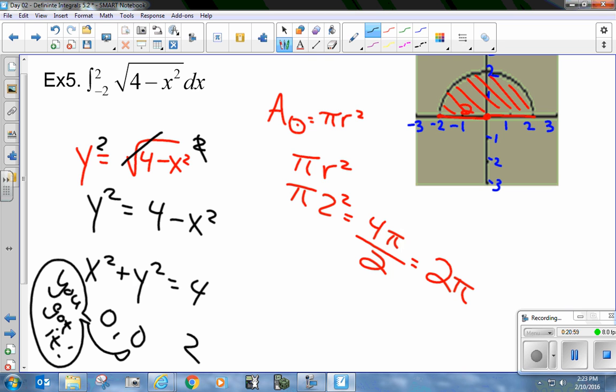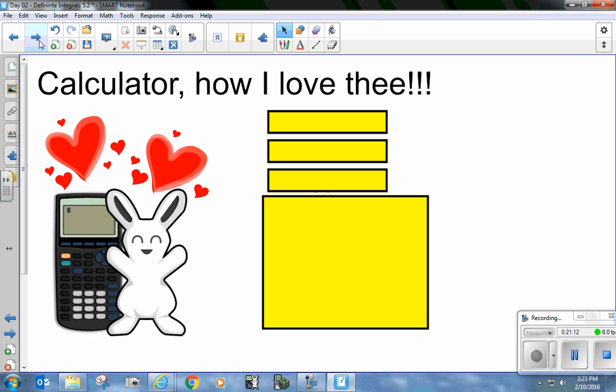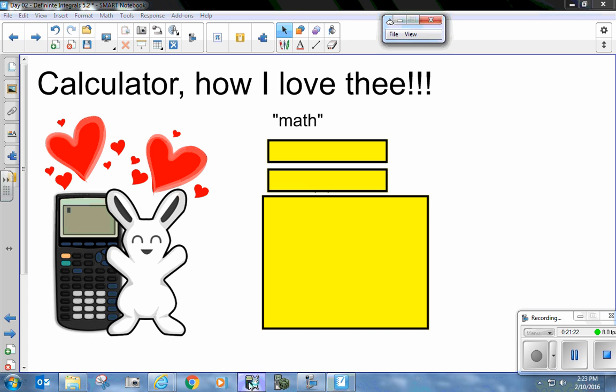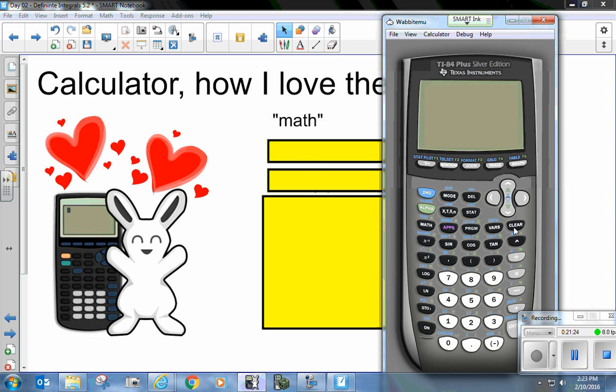There you go. Now let me show you guys something that's going to make your life easy. Everybody have a calculator? Wait for it. Calculator, how we love thee. You ready? Hit the math button. I hit the math button, there I am.